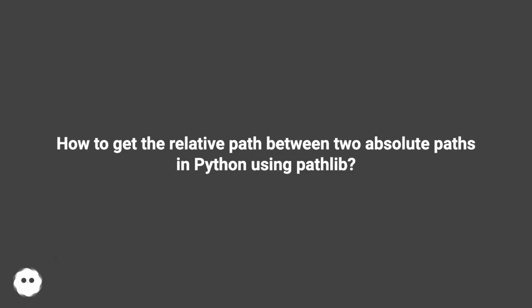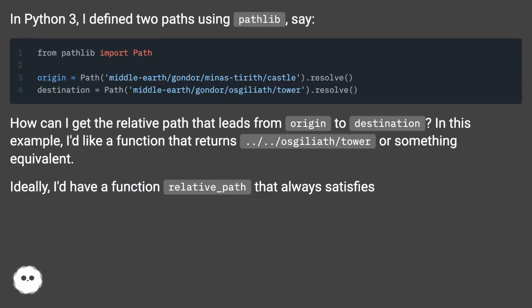How to get the relative path between two absolute paths in Python using Pathlib. In Python 3, I defined two paths using Pathlib, say. How can I get the relative path that leads from origin to destination? In this example, I'd like a function that returns /sgiliath/tower or something equivalent.